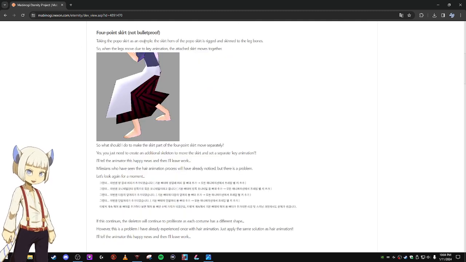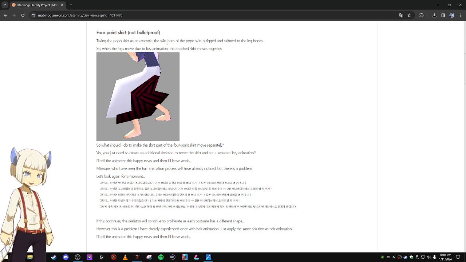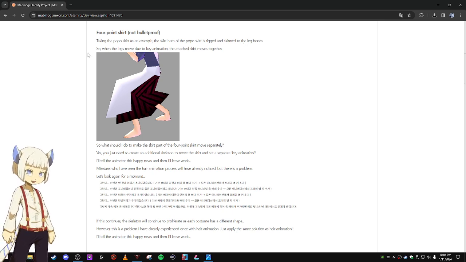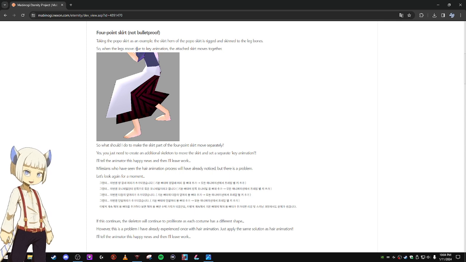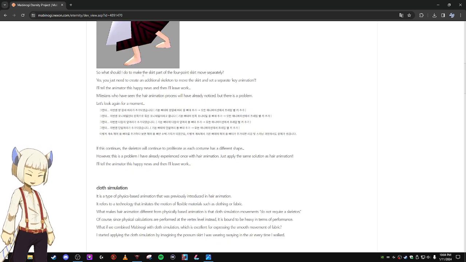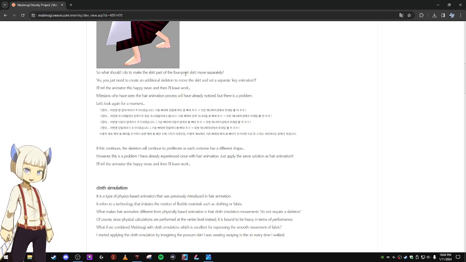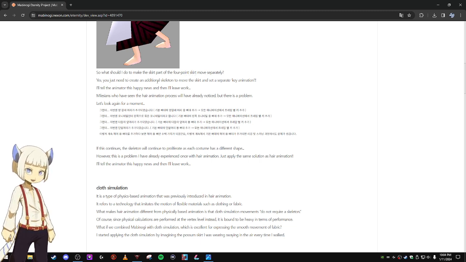4-point skirt, not bulletproof. Taking the popo skirt as an example, the skirt hem of the popo skirt is rigged and skinned to the leg bones. So when the legs move due to the key animation, the attached skirt moves together. So what should I do to make the skirt part of the 4-point skirt move separately? You just need to create an additional skeleton to move the skirt and set a separate key animation.